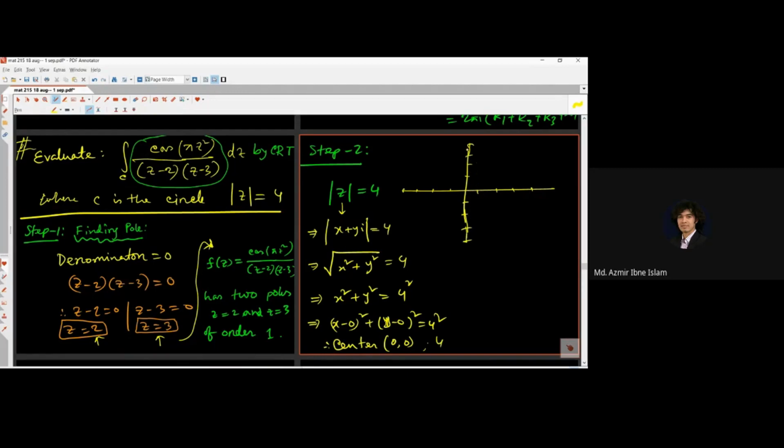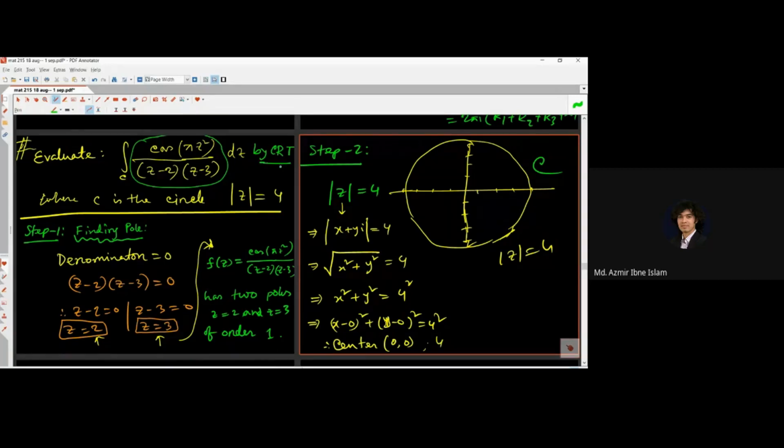So if we have to draw the circle with radius 4, it will be looking just like this. So this is modulus of z equal to 4. This is our path C. For now, we don't need to think about the orientation. Is it counterclockwise or is it clockwise? We are not going with that concept.